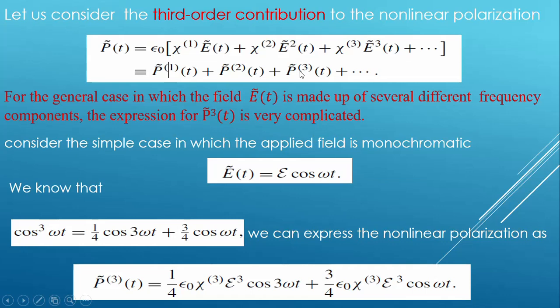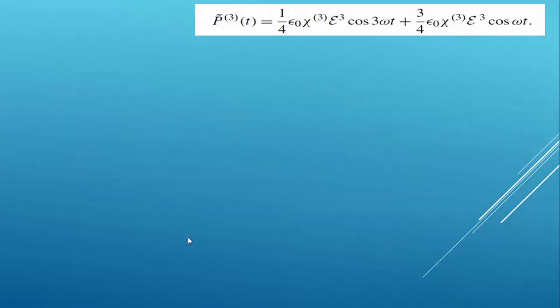What is actually P3 of t? It is chi 3 E cube. So instead of E cube, we will substitute 1 by 4 cos 3 omega t plus 3 by 4 cos omega t. So P3 of t is equal to 1 by 4 epsilon 0 chi 3 E cube cos 3 omega t plus 3 by 4 epsilon 0 chi 3 E cube cos omega t. So this is our last equation.